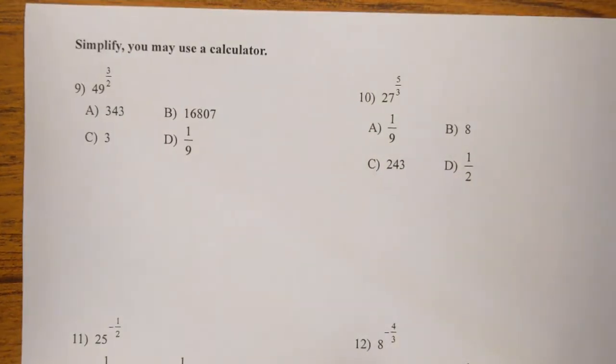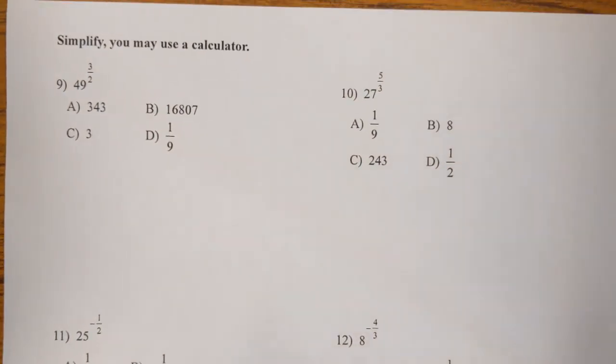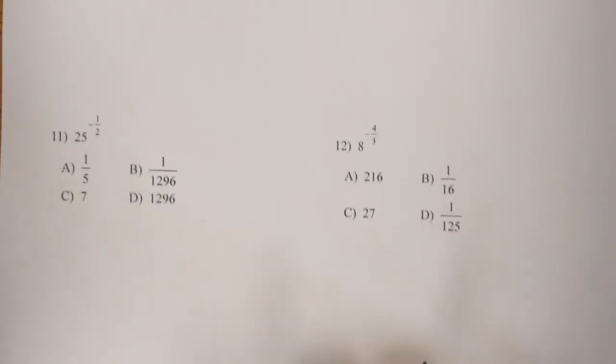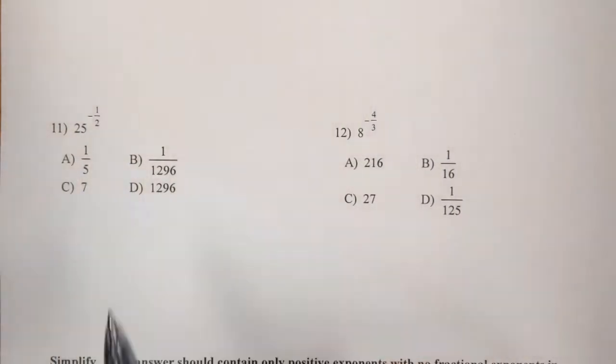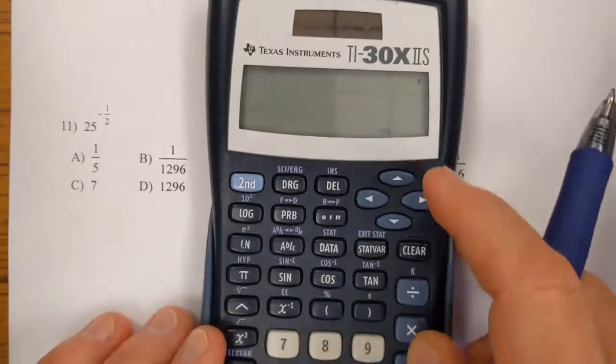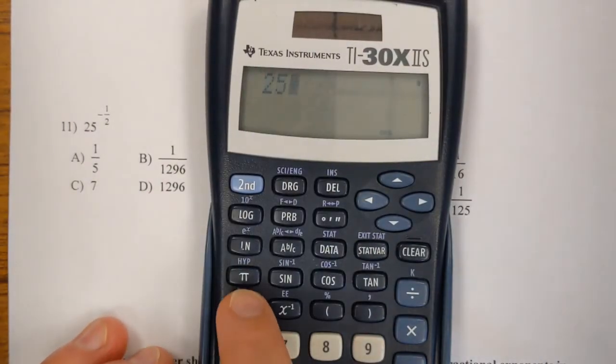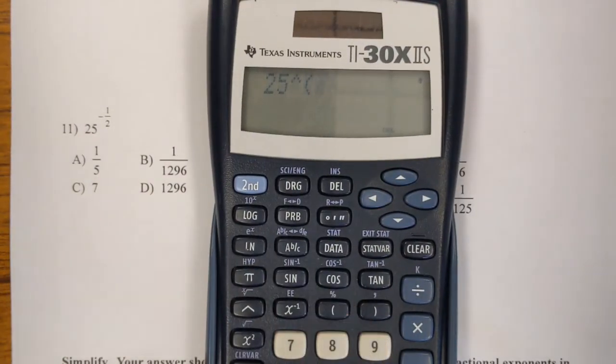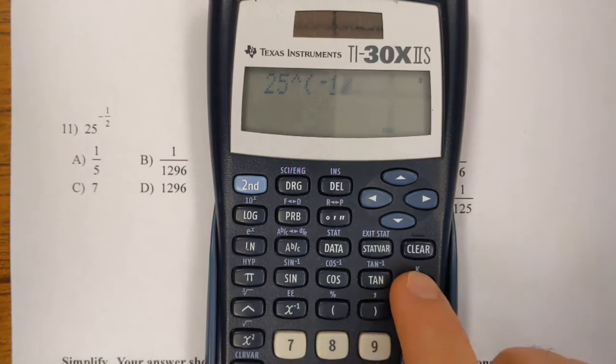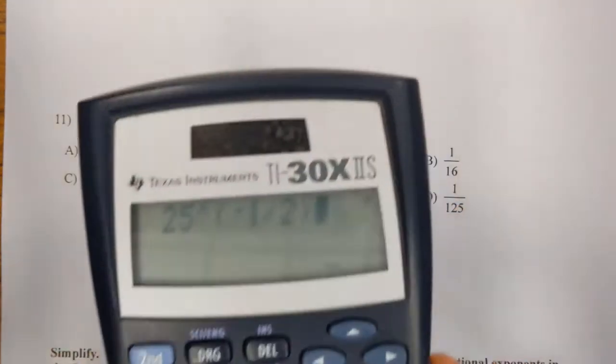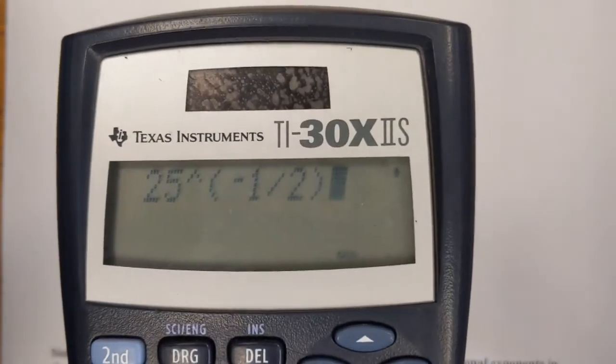All right, 9 through 12 says simplify. You may use a calculator. Let's do one of the trickier ones here. Let's do number 11: 25 to the negative 1/2 power. So I'm going to do 25 caret, and then in parentheses, I'm going to do -1 divided by 2. Okay, this is 25 to the -1/2 power.